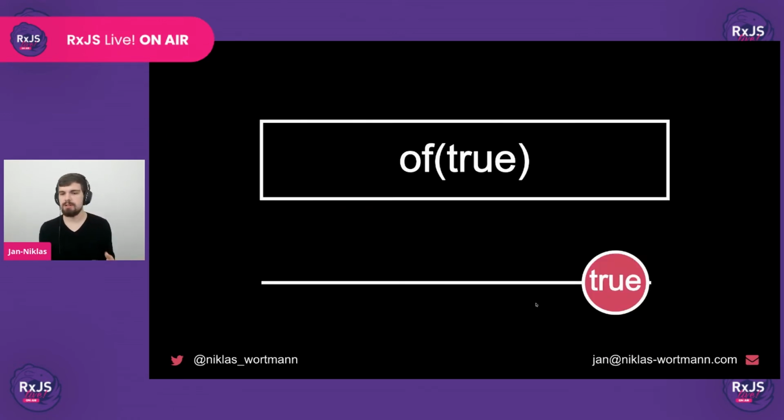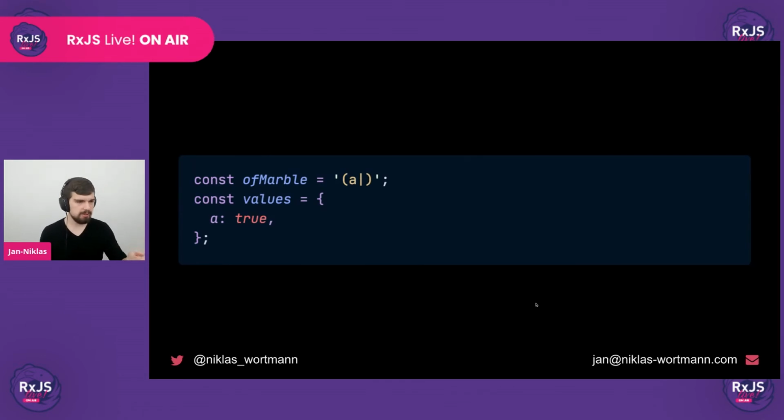So how would an ASCII marble diagram for this marble diagram look? We have the of operator that emits true, meaning it's a synchronous emission of the true value. It would look like this: we have the parentheses because of completes immediately, so the emission and the complete signal happen at the same time. And because we only support alphanumerical characters in the marble diagram, we later say we want to replace the character A with the value true. This is how the ASCII marble diagram for of would work.